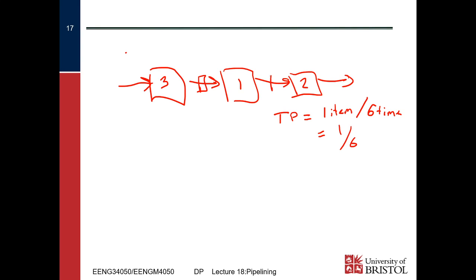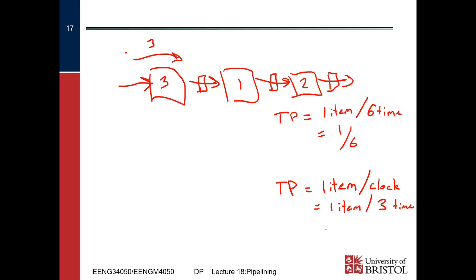If we pipeline this, right? Well, our clock period is going to be three time instances because the longest path between two registers is this three at the start. And we're going to get one piece of data out every clock cycle. So our throughput is one item per clock cycle, which equals one item per three time instances, which is 1/3.